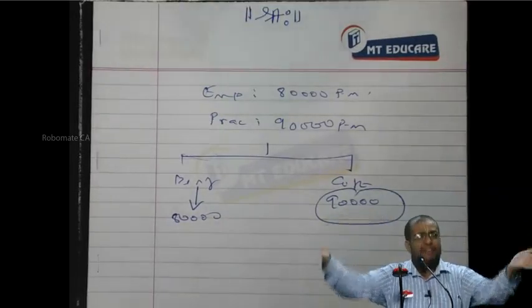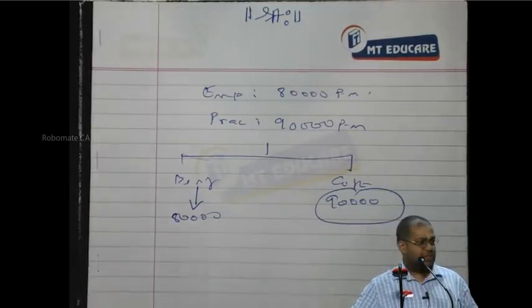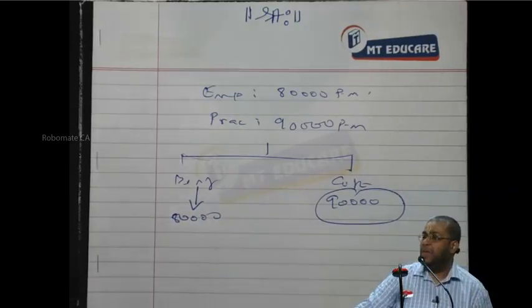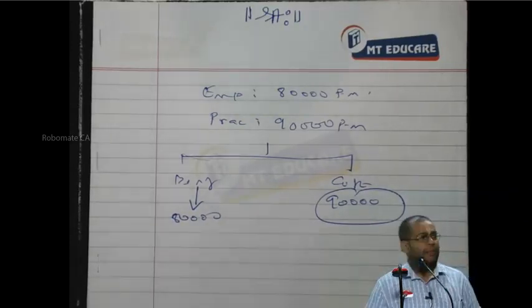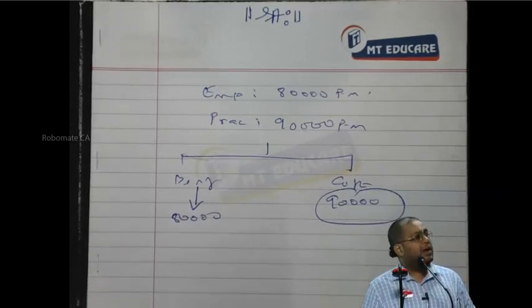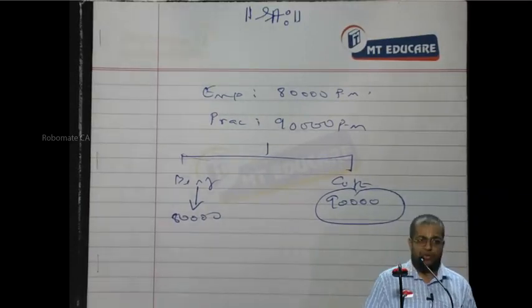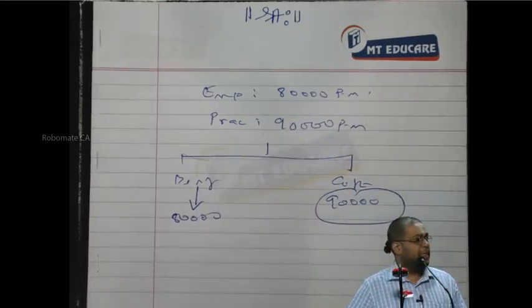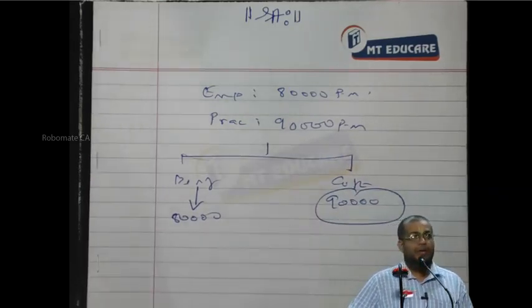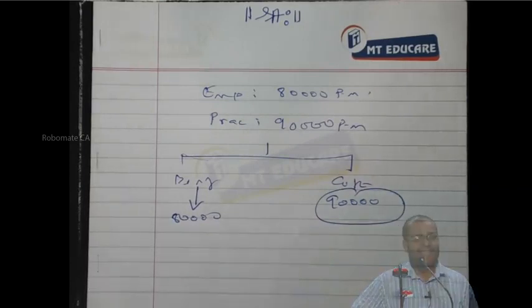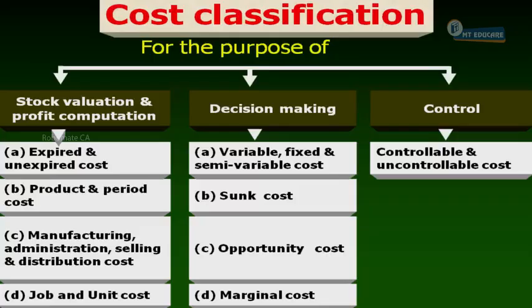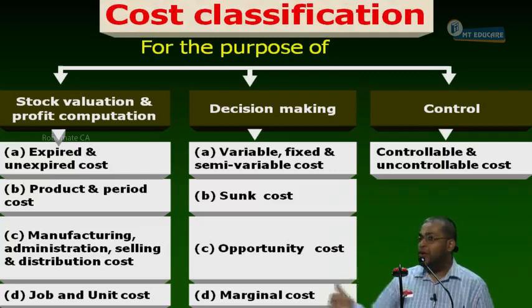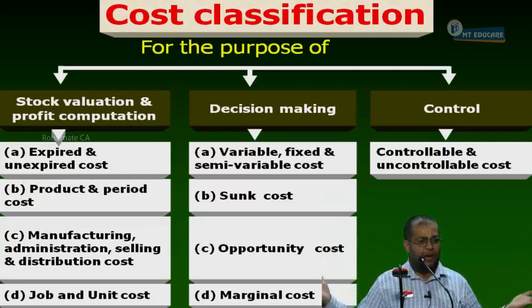Or to put it in other words, I require cost details to find the profit and value my stock. Yes or no? I require cost details for making decisions. I require cost details for the purpose of control. Without great rocket science, simple. What is profit? Sales minus cost. For that, I require cost or not? Correct? Now, that is to calculate the profit of an organization.